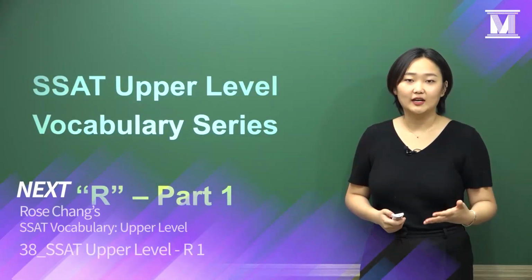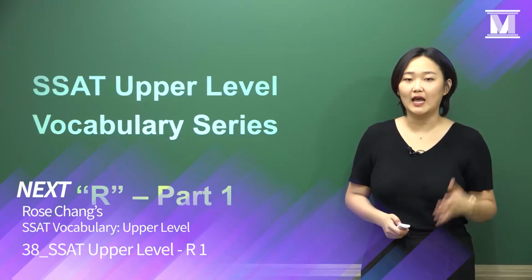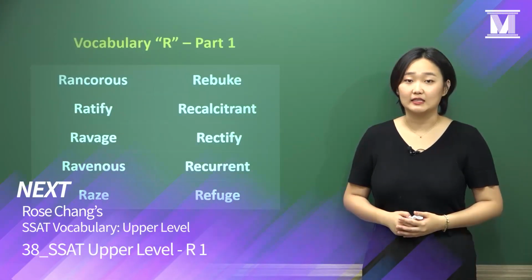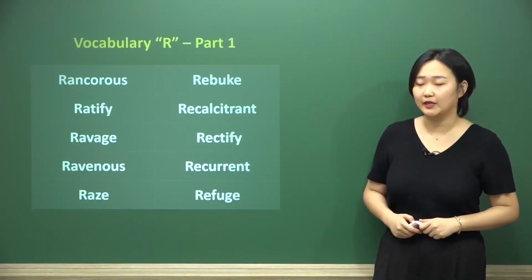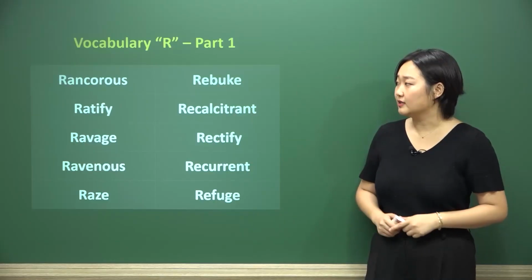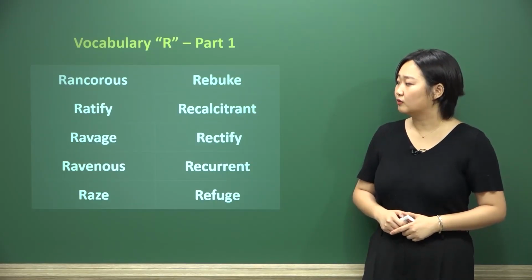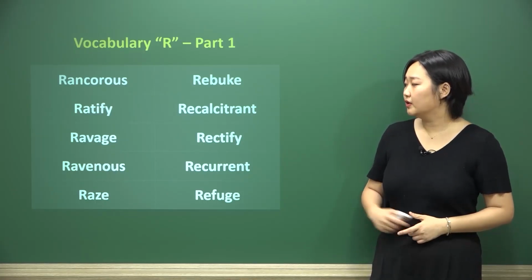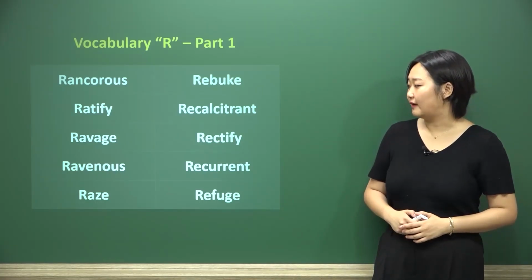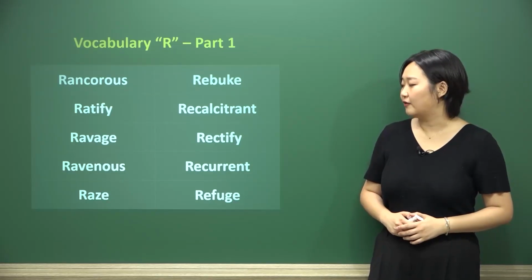Let's go ahead and get straight into it with our part 1, and these are the 10 words we're going to be looking at in this video. Like always, let's read them out loud together so we know the pronunciation. Rancorous, ratify, ravage, ravenous, raze, rebuke, recalcitrant, rectify, recurrent, and refuge.